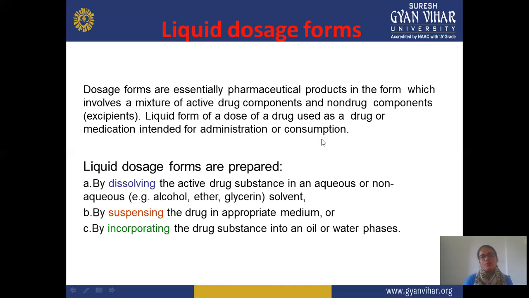Liquid dosage forms are prepared by dissolving the active drug substance in aqueous or non-aqueous solvents, such as alcohol, ether, and glycerin. Means you don't prepare a liquid dosage form without the help of a solvent. In this, you may use aqueous or non-aqueous substances, and for non-aqueous you take certain solvents like alcohol, ether, and glycerin. The second way is by suspending the drug in an appropriate medium, to dissolve or suspend your drug or API in a suitable medium according to the compatibility of your drug or your formulation.